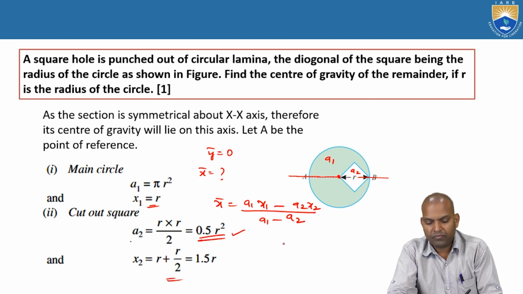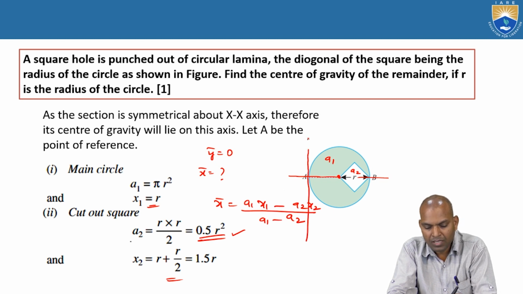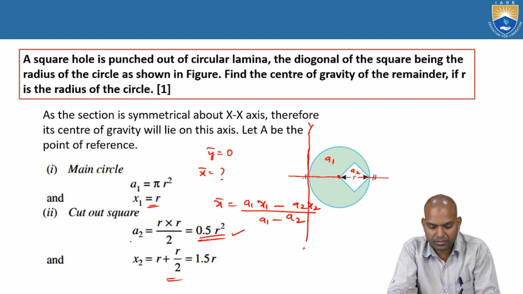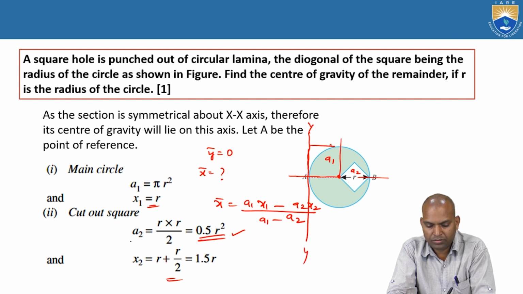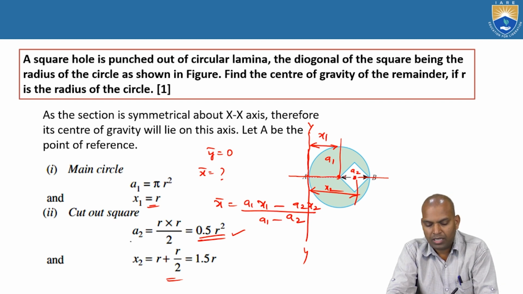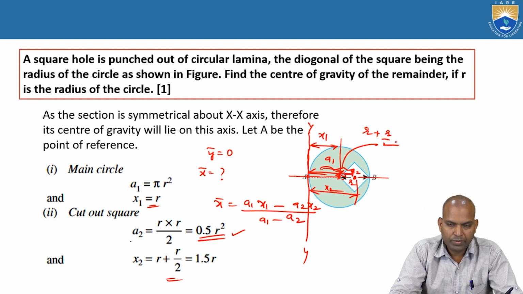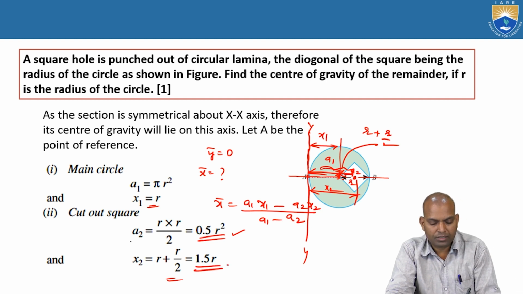What is x2? If we consider the reference axis here, this is the reference axis y-y. From this reference axis, here it is x1. What about this section? That is x2. x2 equals x1 plus r by 2. This is the total r, x1, this distance, plus this distance. This total distance is r plus r by 2, that is 1.5 times r.